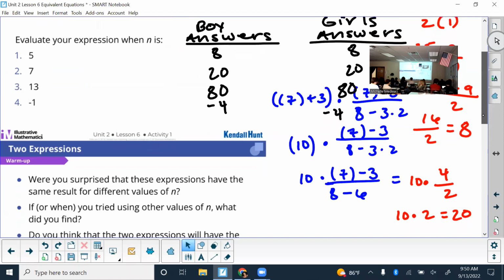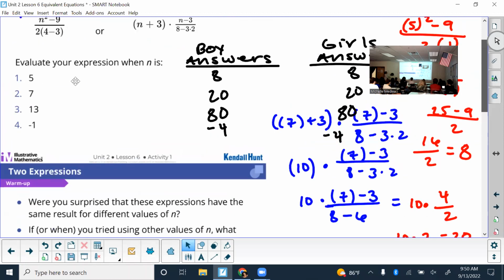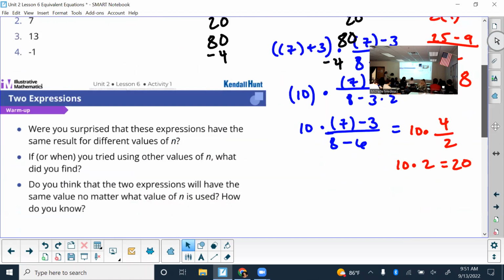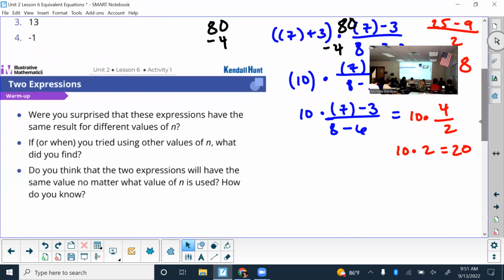From the warm-up, were you surprised that these expressions have the same result for different values of x? What they're asking is you plugged in different numbers for n, but for the boys and the girls, we ended up getting the same result. All right, it won't necessarily be like that all the time, but it happens to be like that for this. Do you think that the two expressions will have the same value no matter what value of n is used? Yes, no, maybe so.